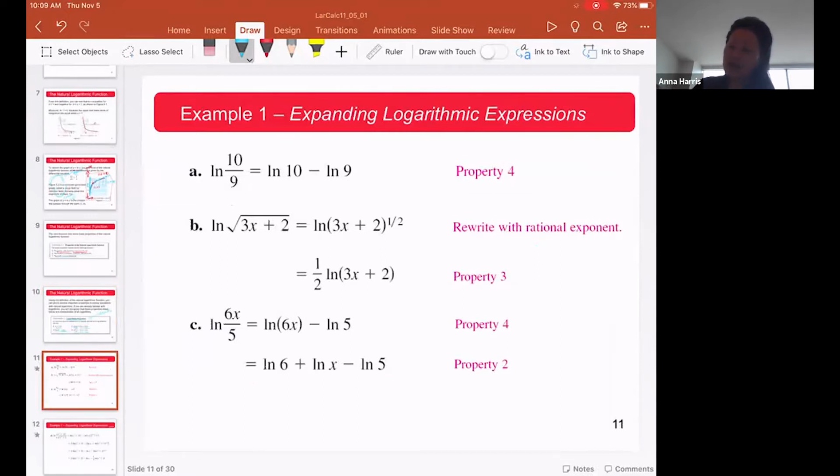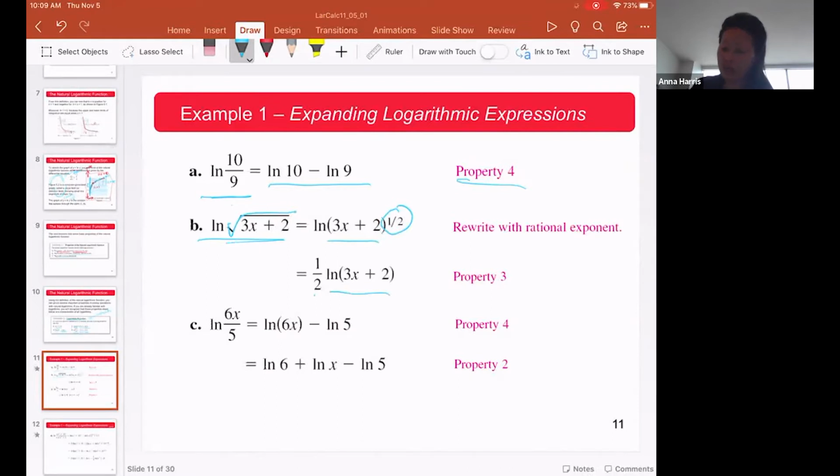So if I give you natural log of 10 divided by 9, you can rewrite it as natural log of 10 minus natural log of 9. That's property 4. If you have natural log of the square root of 3x plus 2, you can rewrite that as a half power, because square root is the same as half power. So it's going to be 1/2 in the front.